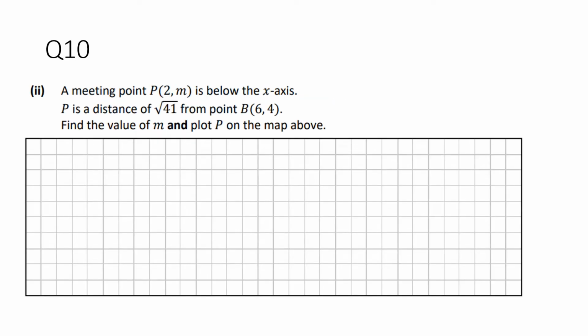Part B then, a meeting point P, which is (2m, 0), is below on the x-axis, so P is the distance of square root of 41 from point B. So find the value of m and plot it on the diagram. So you're using the distance formula again.